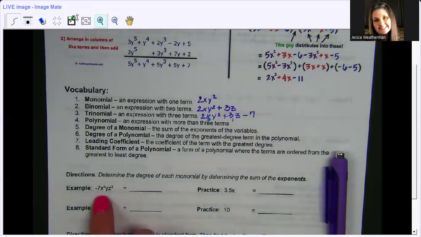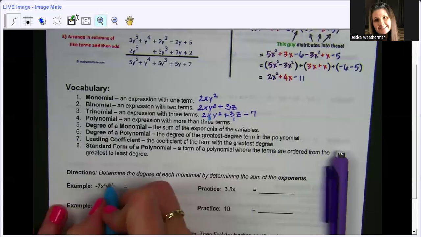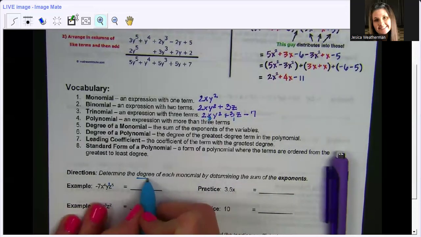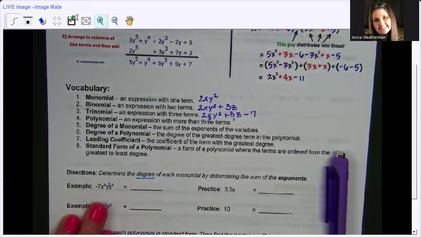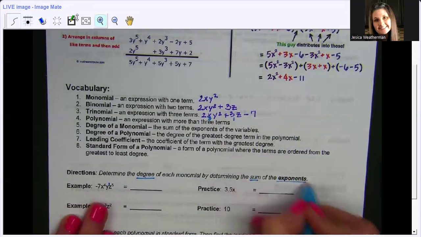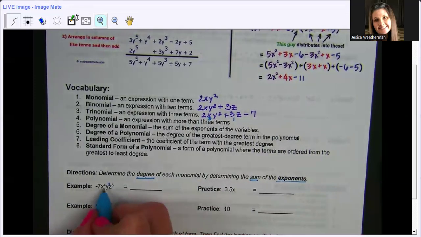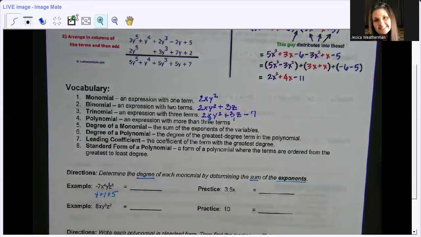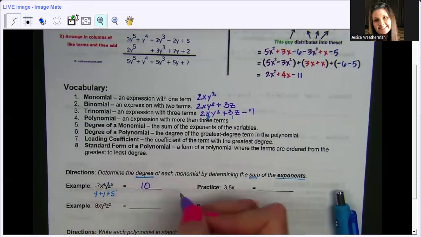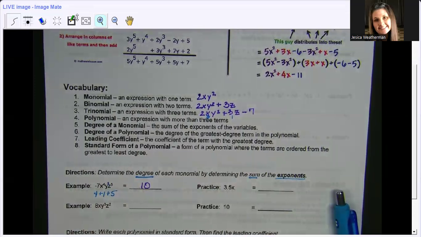We have -7 x to the 4th y z to the 5th, and that y actually has an exponent of 1. And I want to determine the degree. So that means that I find the sum of the exponents. So I have an exponent of 4 plus an exponent of 1 plus an exponent of 5, giving me a total degree of 10. That makes sense? Yes.